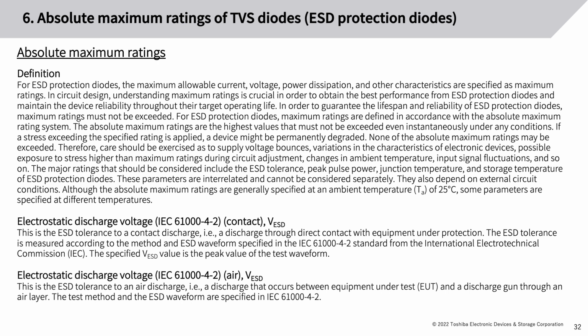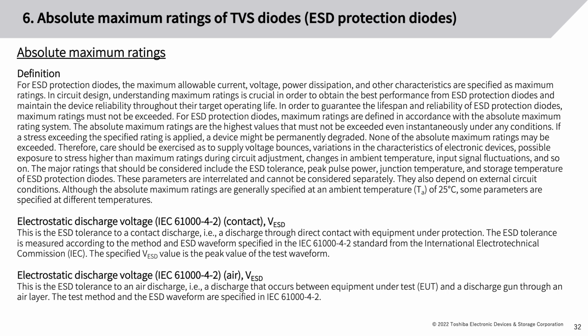For ESD protection diodes, maximum ratings are defined in accordance with the absolute maximum rating system. The absolute maximum ratings are the highest values that must not be exceeded even instantaneously under any conditions. If a stress exceeding the specified rating is applied, a device might be permanently degraded. None of the absolute maximum ratings may be exceeded. Therefore, care should be exercised as to supply voltage bounces, variations in the characteristics of electronic devices, possible exposure to stress higher than maximum ratings during circuit adjustment, changes in ambient temperature, input signal fluctuations, and so on.